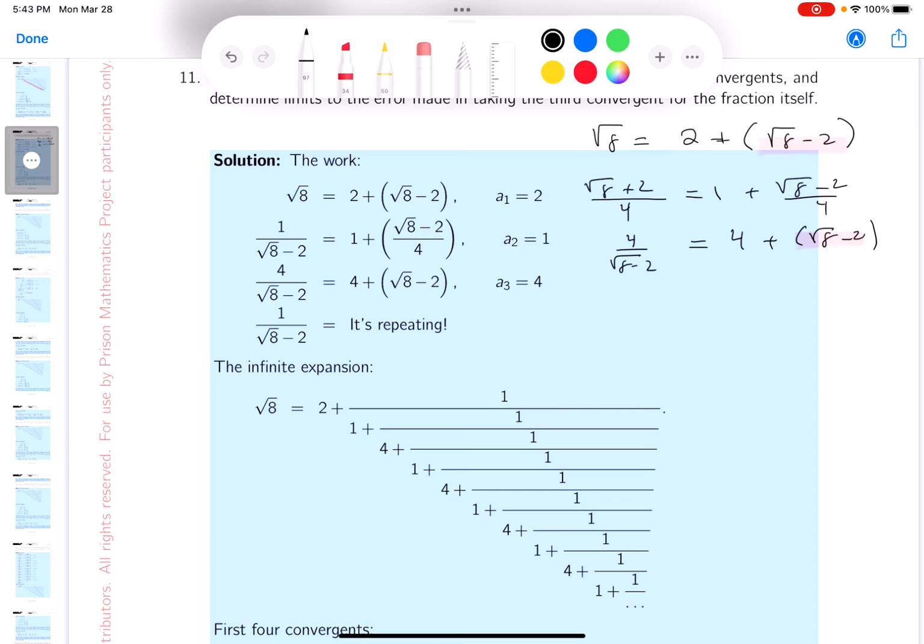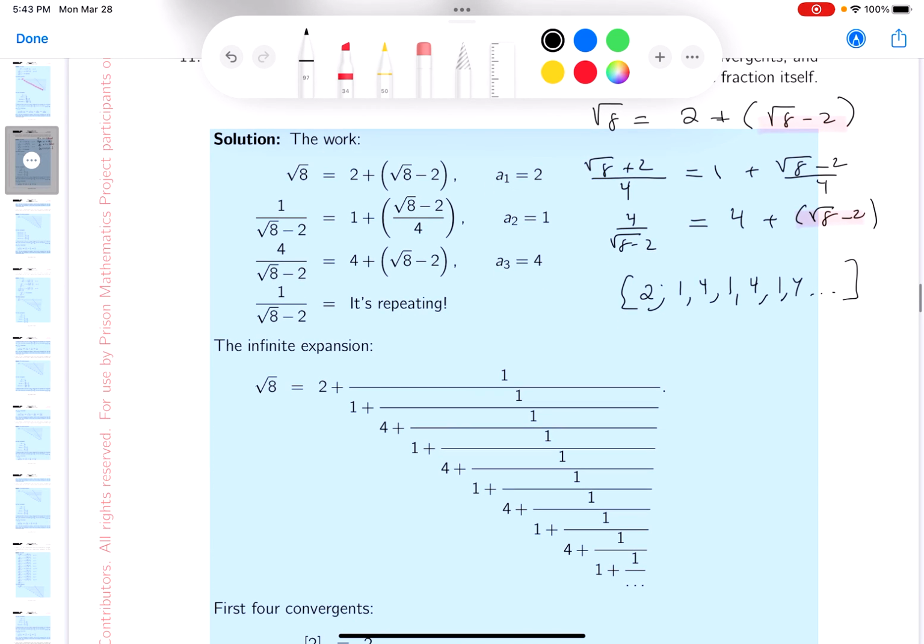It's going to be 2, 1, 4, 1, 4, 1, 4. And that goes on forever, by the way. Dot, dot, dot. All right? So it wasn't so bad. It took a little more steps than I was expecting, but I did see it. And so we got the pattern. And the pattern's as follows.